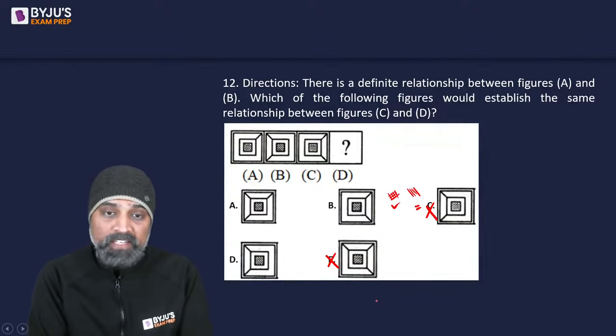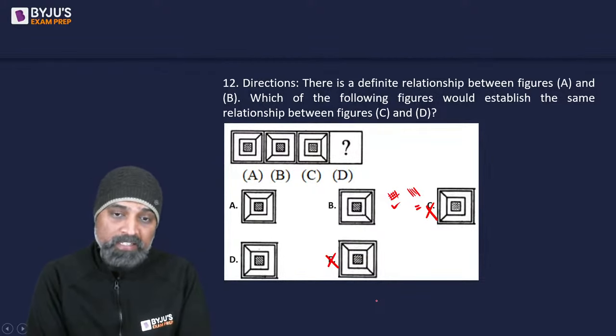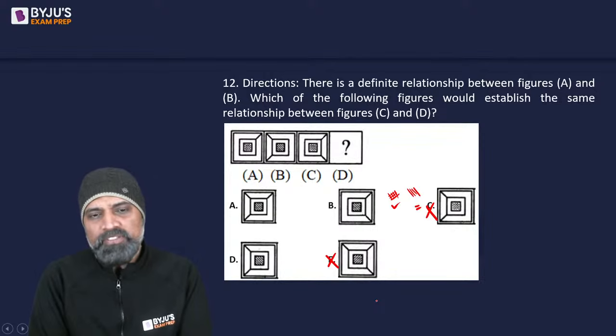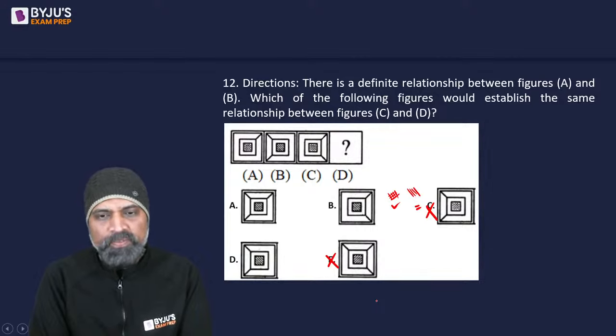Okay, the next part is of course the diagonal segment. How are they related? Is that a mirror image? Even if that is a mirror image, they should be joined. Okay.